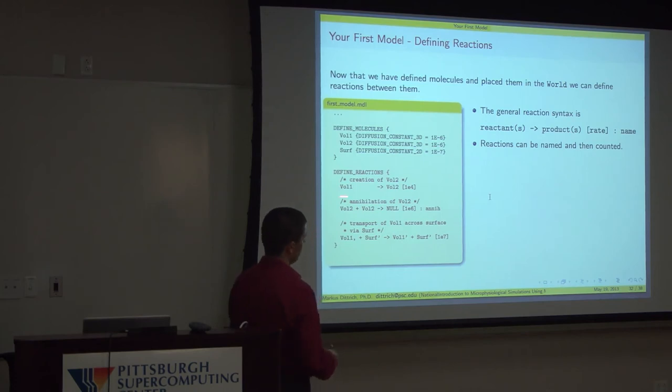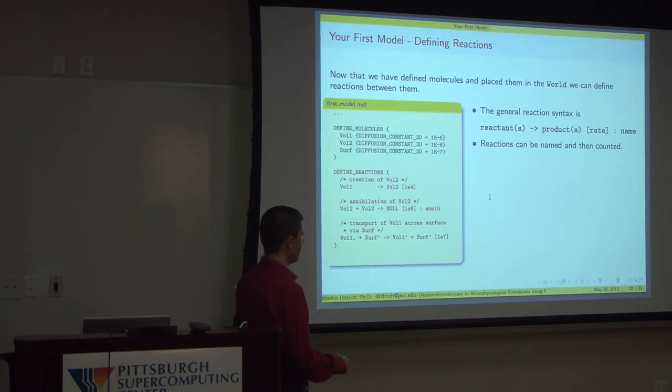So we have three reactions in this simulation. Volume molecule 1 becomes volume molecule 2 at this rate. This rate is 1 per second, right? We have this reaction here, two volume molecules of type 2 combine to become null. So this is a special keyword. This is annihilation. As soon as two of these guys meet, they, for some magic reason, just disappear. So this is probably not a very biological example, but who knows.